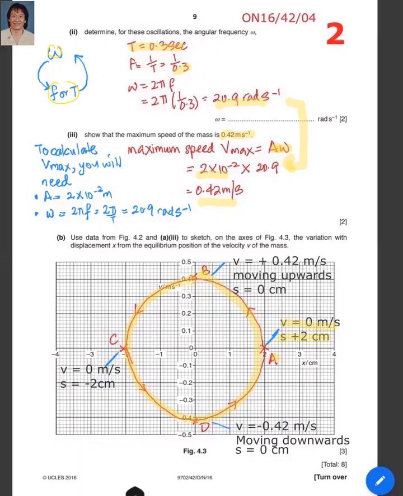At B, the velocity is 0.42 meters per second moving upward, and then the displacement is 0. At C, the velocity is 0 meters per second, meaning the object is stationary, and the displacement is minus 2 centimeters. And then at D, the velocity is minus 0.42 meters per second, meaning the object is moving downwards and the displacement is 0 centimeters.